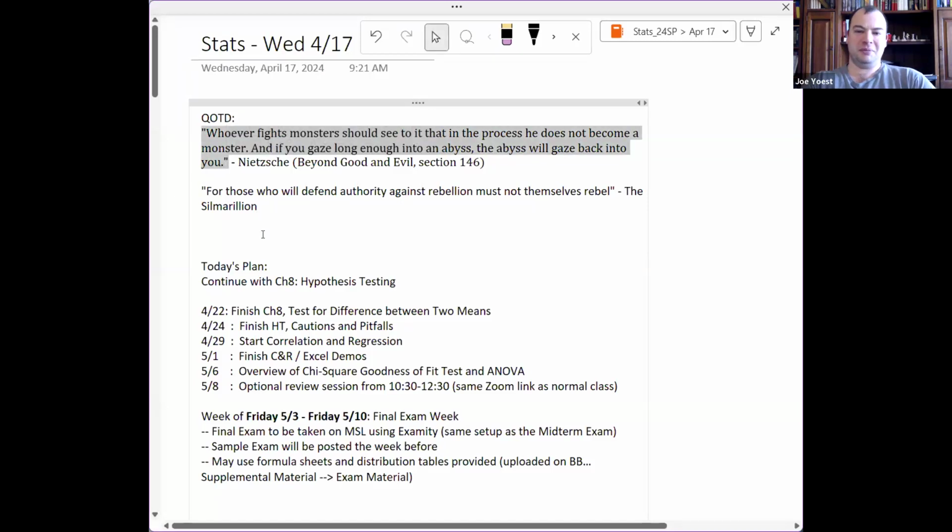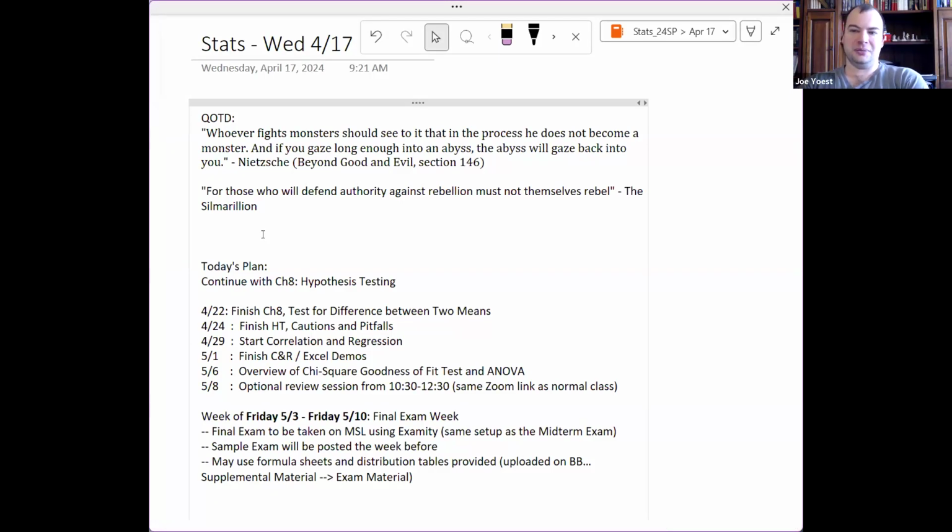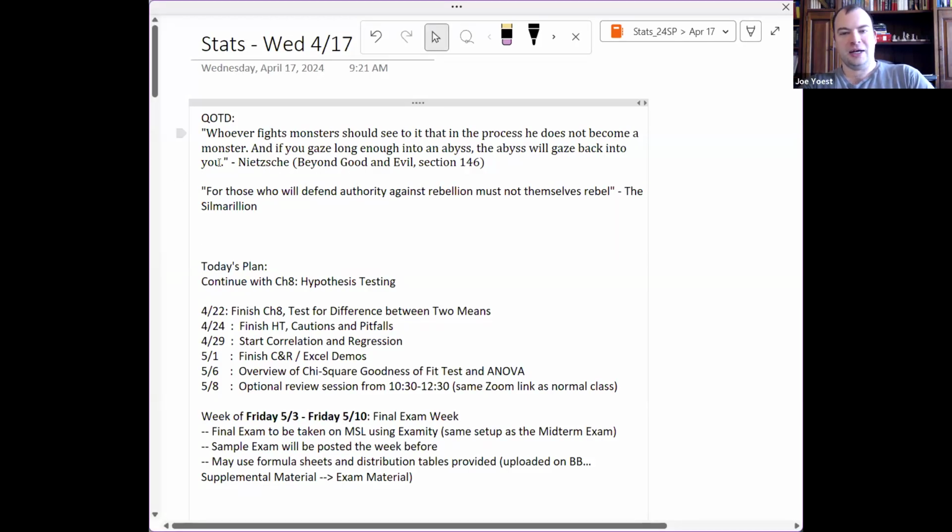And it's a pretty famous quote in philosophy, this one, like gazing into the abyss. Whoever fights monsters should see to it that in the process he does not become a monster. If you gaze long enough into an abyss, the abyss will gaze back into you. There are more poetic translations. He obviously wrote in German, so there are more poetic translations maybe that are a little more fun to read, or you might hear a different way, but that's the basic idea.